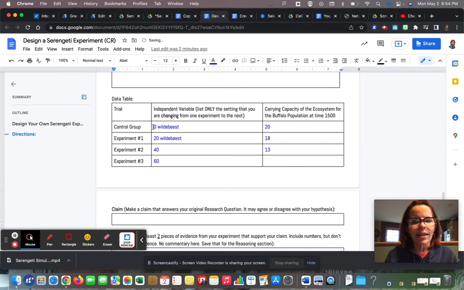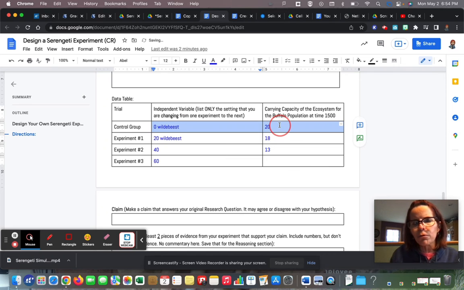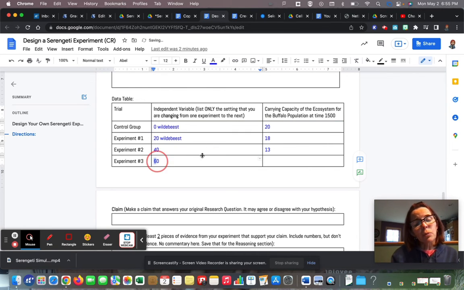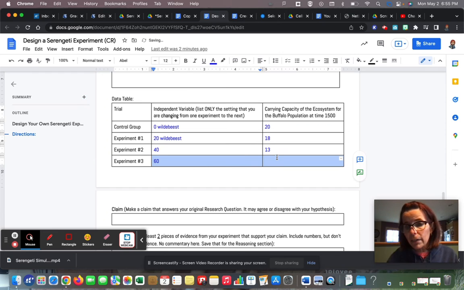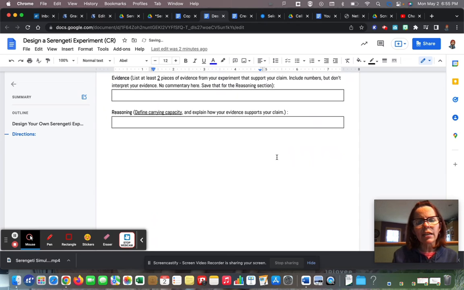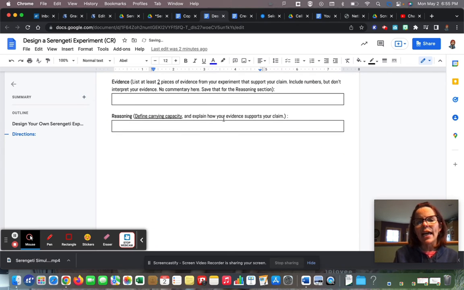This doesn't say anything about competing for food or that some were starving or hungry or they had lots of resources. And then for the other one, I would say, but when there were 60 wildebeest and the carrying capacity was much lower, the wildebeest were eating a lot of the same food that the buffalo were eating, so they were competing, and some of the buffalo were starving. Okay, that's me interpreting the results. That's called reasoning. Explain how your evidence supports your claim.